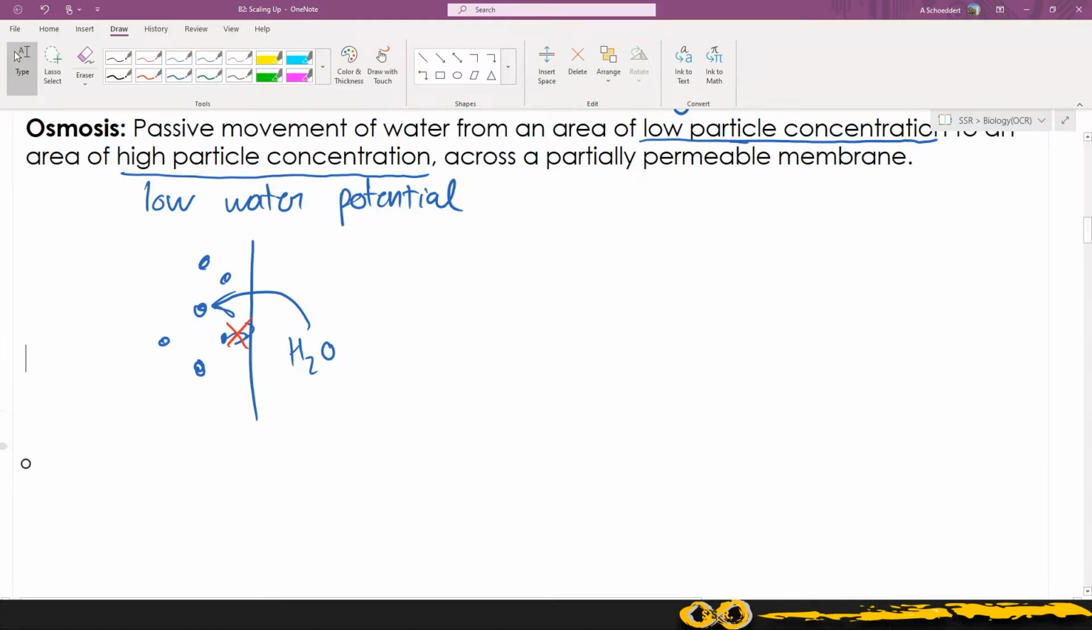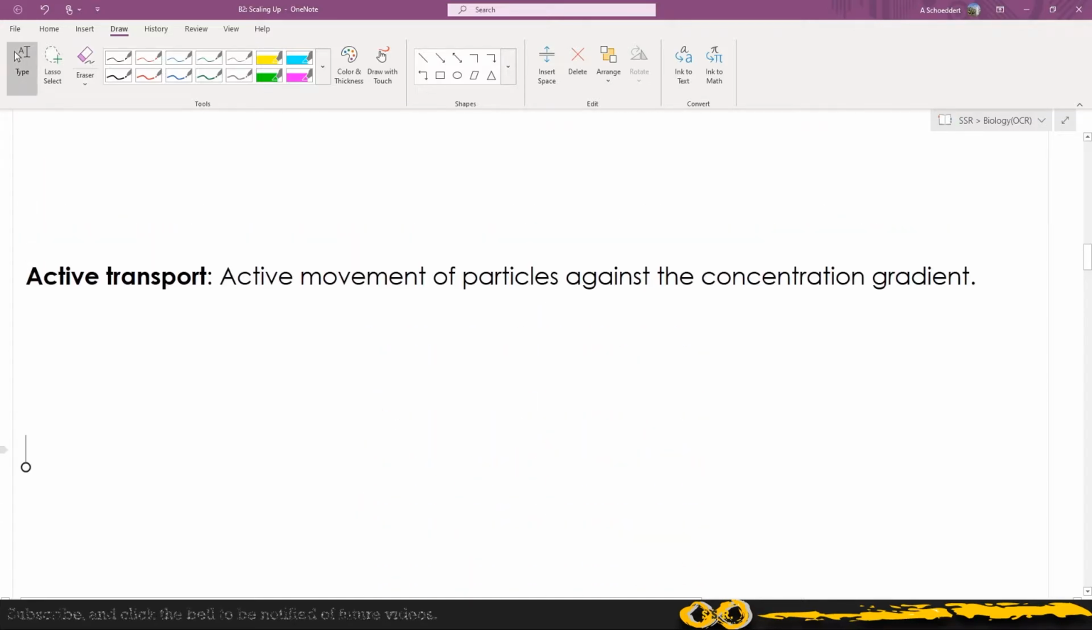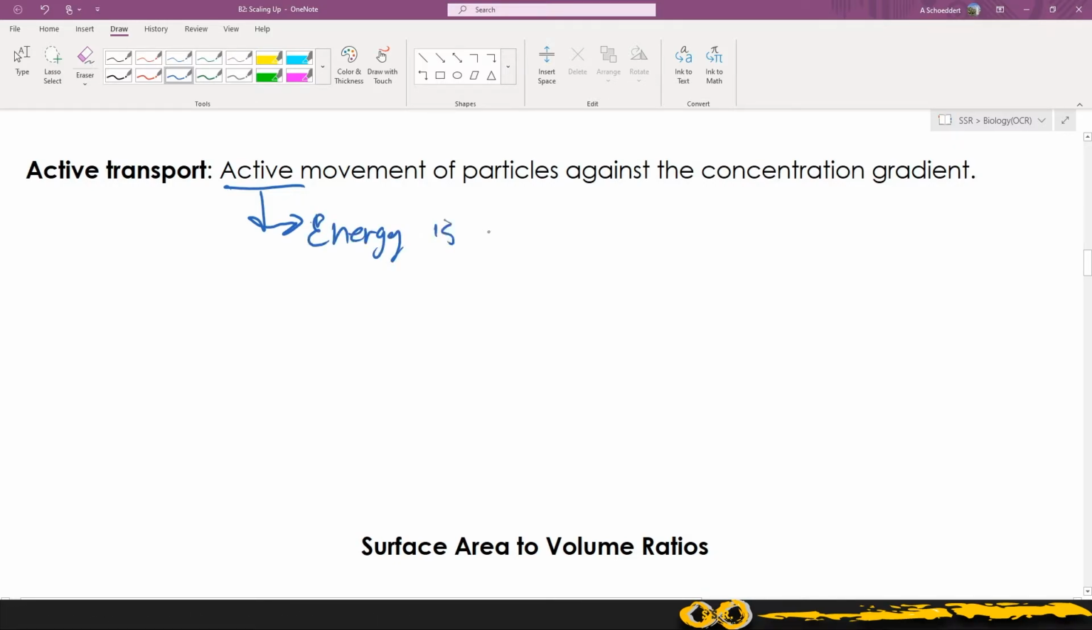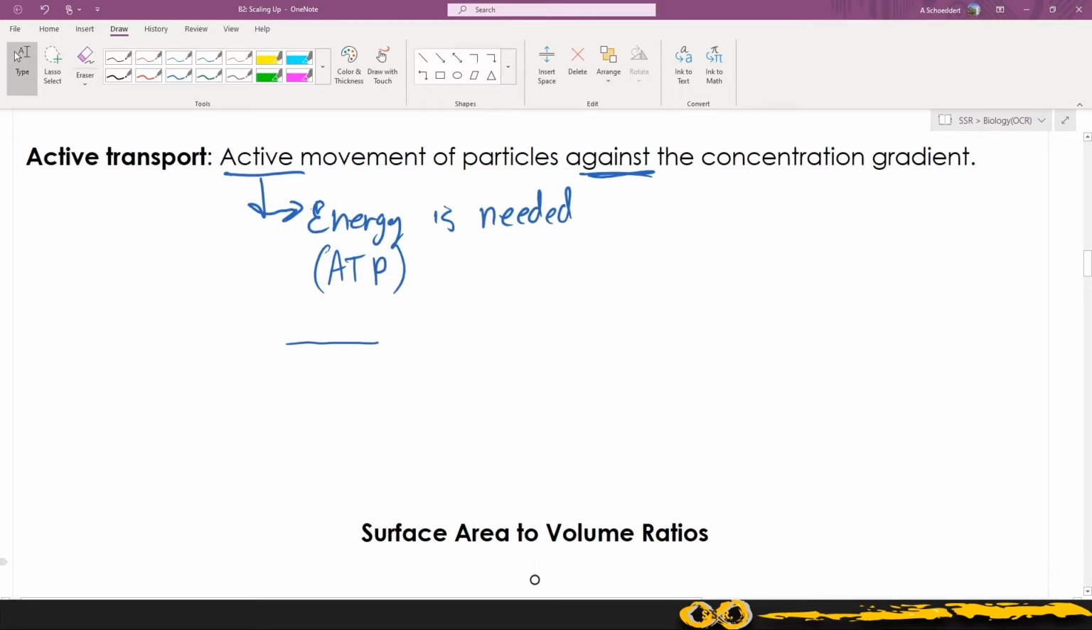And getting those minerals in is a little bit of a challenge for the plants, because they're moving those minerals up the concentration gradient. And that means they need to use something called active transport. It's the active movement of particles, and so that means that energy is required. As we learned in B1, energy in terms of cells means we are dealing with ATP. So ATP is going to be required to move particles against their concentration gradient. They're going to want to move the other way. We're going to force them to move the way we want them to move. And we do that using something called a carrier protein.